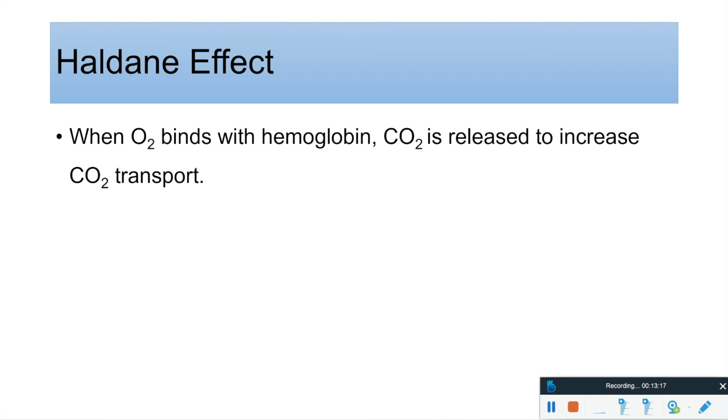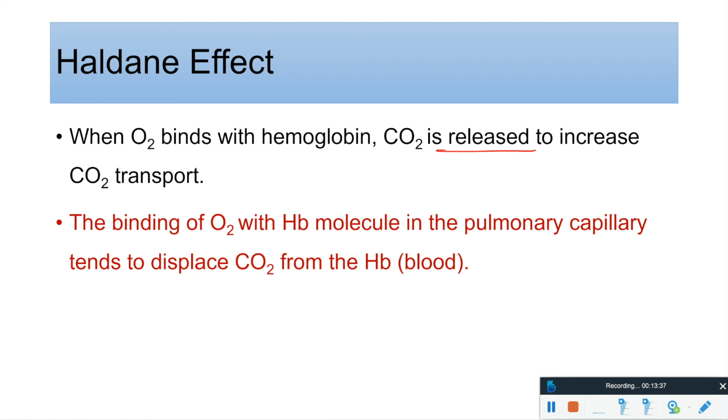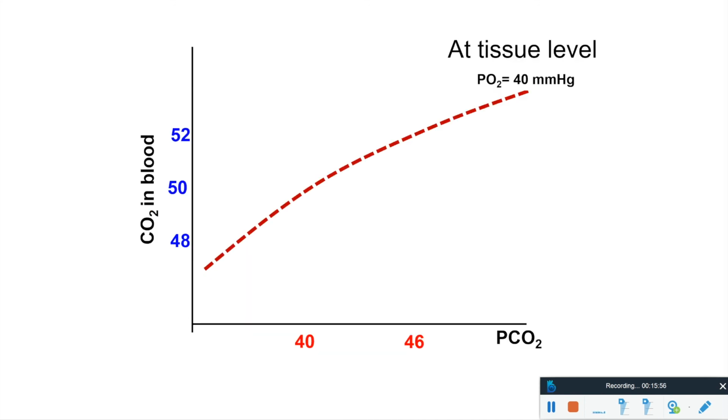But before that, look at how the Haldane's effect is described in bookish language. As you can see here, it is clearly written that when oxygen binds with hemoglobin, carbon dioxide is released to increase carbon dioxide transport. This is the language of Guyton and Hall's physiology. Similarly, some other books say that binding of oxygen with the hemoglobin molecule in the pulmonary capillaries tends to displace carbon dioxide from hemoglobin. So now we are going to discuss the Haldane effect with the help of the carbon dioxide dissociation curve.